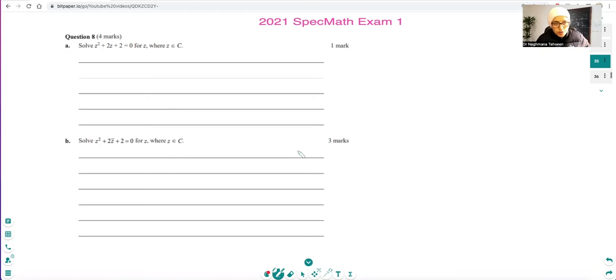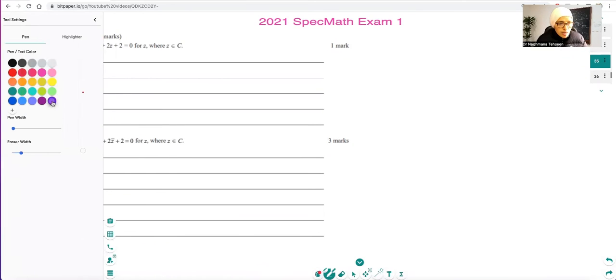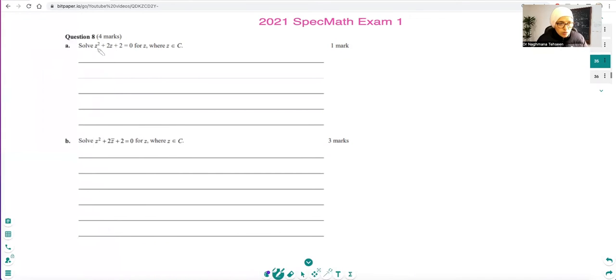So we are up to question number 8. Let's see what question number 8 says. We have an equation where z is a complex number. It's a quadratic equation. We have to solve for it. It's a 1-mark question, so that means it should be nice and easy to do.